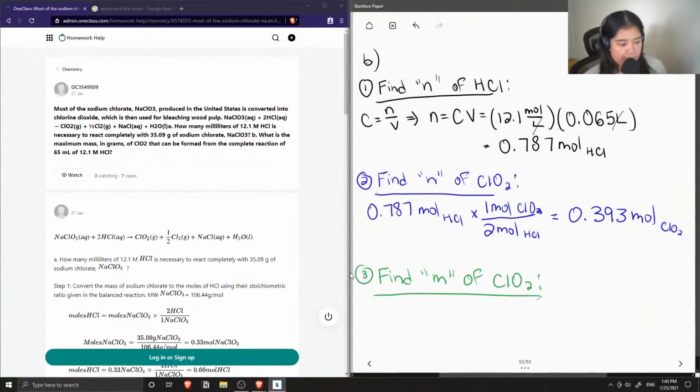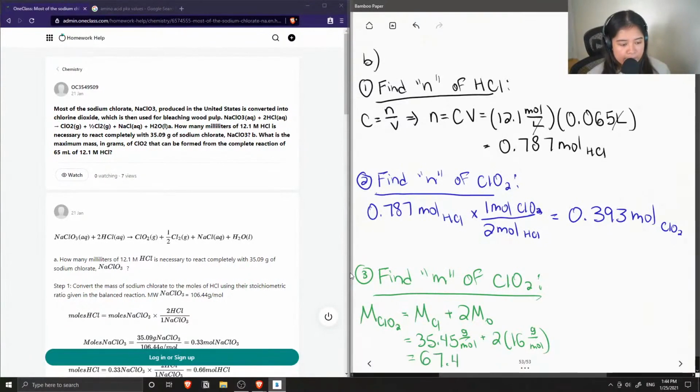And first we need to find out the molar mass of chlorine dioxide, which is just going to be the molar mass of chlorine plus 2 times the molar mass of oxygen. So the molar mass of chlorine and oxygen are just found on the periodic table, 35.45 for chlorine and around 16 for oxygen. And you end up with a molar mass of 67.45 grams per mole.